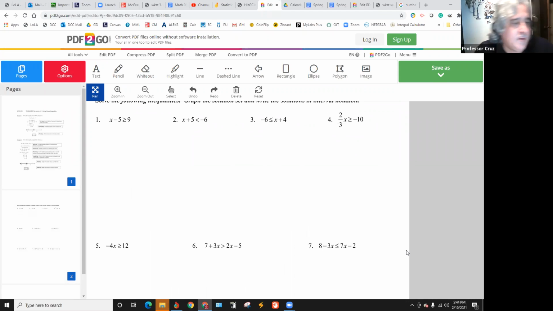Yeah, we're not into those double ones yet. The double ones are just doing 2 of them. But this is the ones I wanted to do. So try to get 1 through 4, and then I'll start going through in a minute.